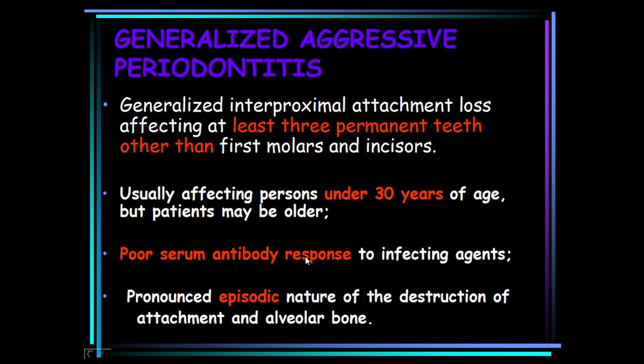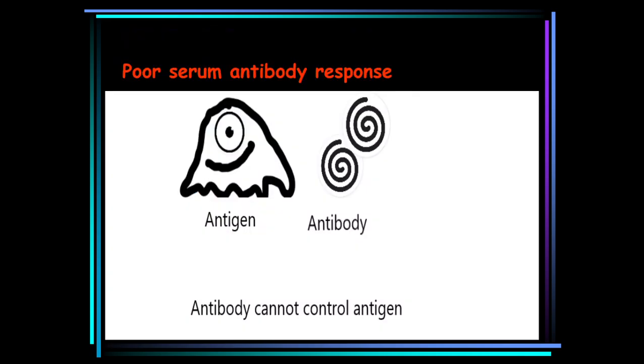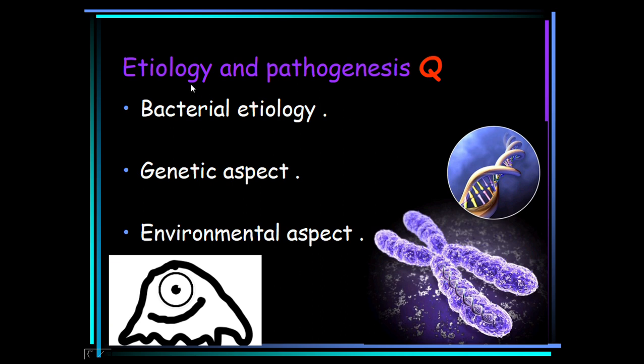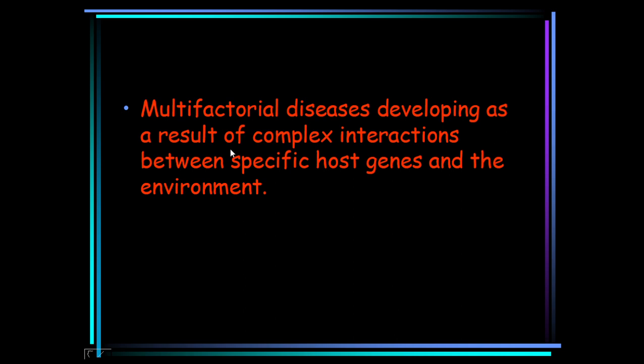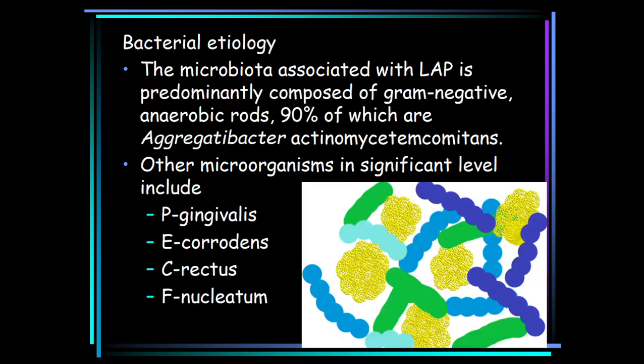Poor serum antibody response means the antigen might not be effectively controlled by the antibody. Pronounced episodic nature of the destruction of attachment and alveolar bone loss. Poor serum antibody response means there is an antibody response, but the antibody cannot control the antigen, and hence the disease will progress. Etiology: bacterial, genetic and environmental. It's a multifactorial disease developing as a result of complex interaction between specific host genes and environment.